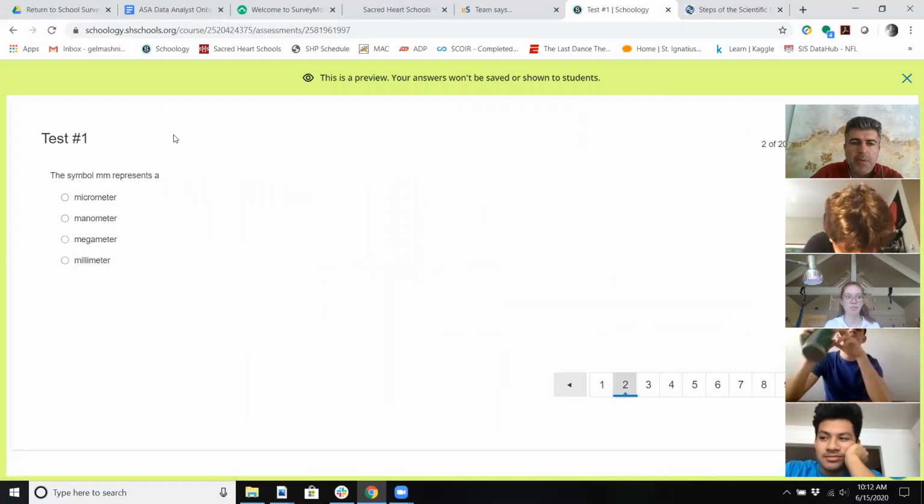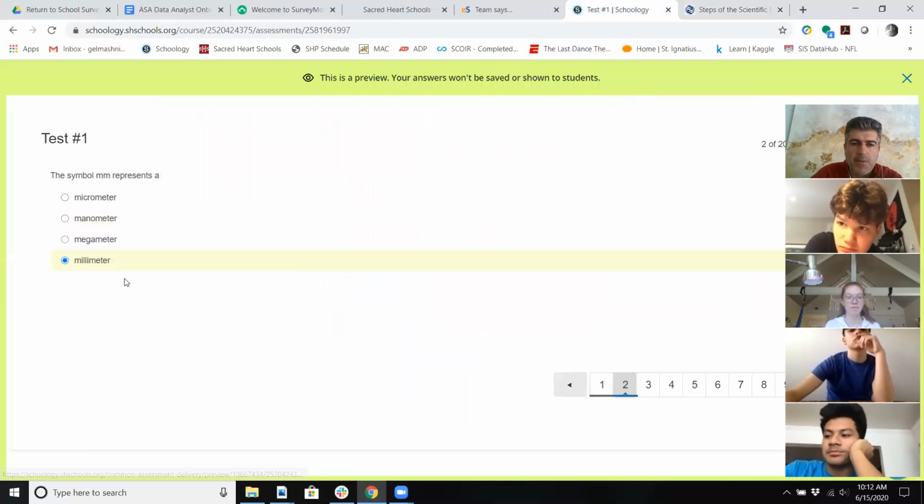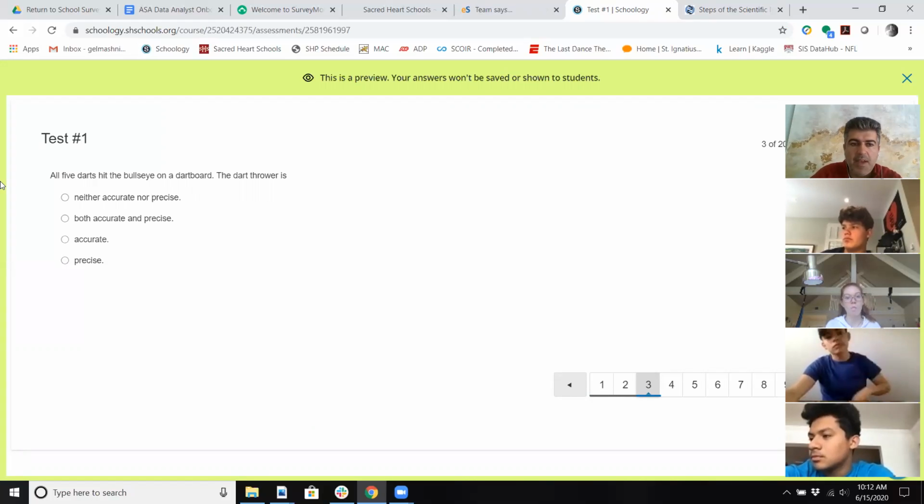For number two, mm represents millimeters. That's easy. So that's the fourth choice, just D there. And again, number one is experiments, number two is millimeters. Number three, all 5 darts hit the bullseye on a dartboard. The bullseye is what you're aiming for, and they're all going there. So you remember, if all the darts go towards one area, that's just precision. But if you're going close to where you want, that's accurate. When they're all getting there at the same time, that's both accurate and precise.